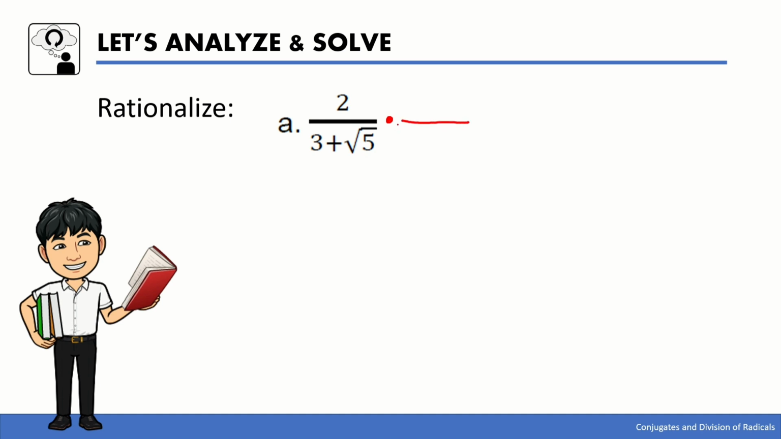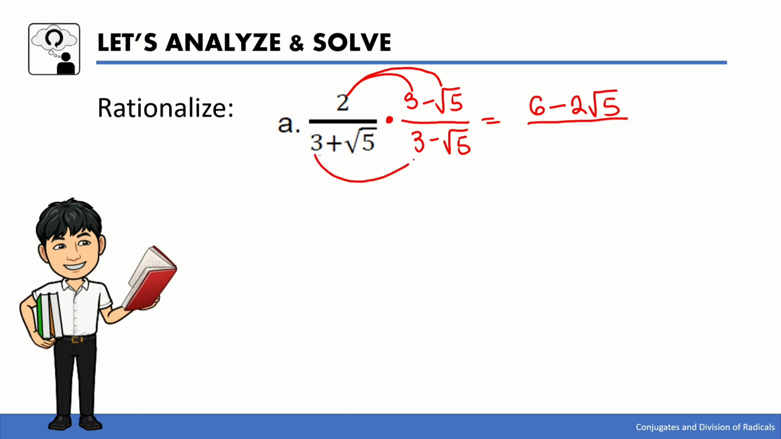So the conjugate again of 3 plus square root of 5 is 3 minus square root of 5. So we will multiply it by its conjugate. So let's try to multiply 2 times 3, that is 6, minus 2 times negative square root of 5, the answer is 2 square root of 5. All over, we're going to get the square of the first term. So that's 3 times 3. We have 9 minus square root of 5 times square root of 5. That is square root of 25.